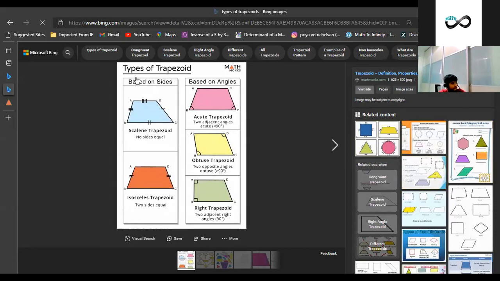So types of trapezoid. You can classify them into two categories. One is based on size and another one is based on angles. Please note it down. What should I write? So based on size.